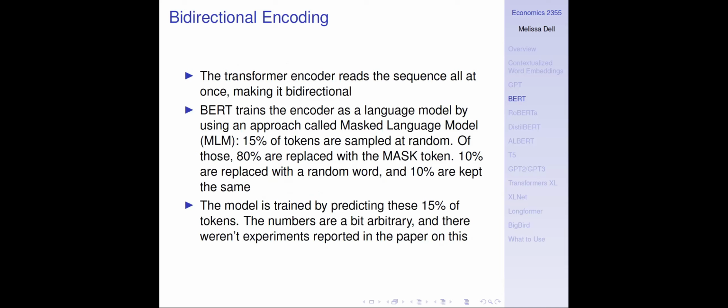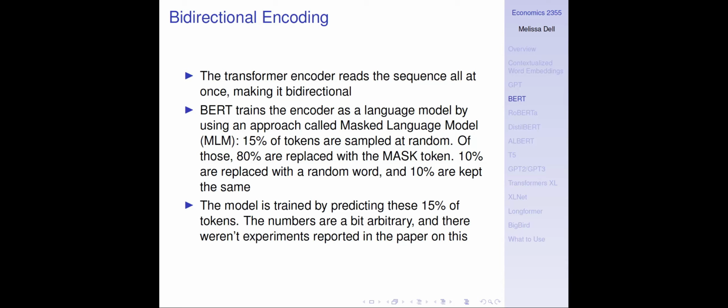So the transformer encoder reads the sequence all at once. So that makes it bidirectional, or in some sense non-directional, right? It just sees the entire sequence, which in BERT is going to be up to 512 tokens, which are basically words. And BERT trains the encoder as a language model by using an approach that it calls masked language modeling. So it takes 15% of the tokens, these subword tokens that are mostly words, but if you have certain endings like ing on the end of a word, that will be its own token.